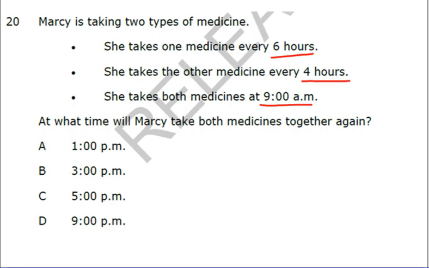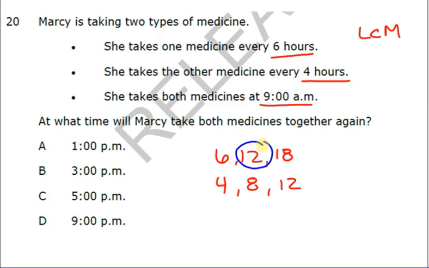But I also want to show you how to think about it another way, and that is to find the LCM, the least common multiple of 6 and 4. So I have 6 and I have 4. So I have 6, 12, 18, and I'm going to stop there, 4, 8, and 12. My LCM right here is 12.